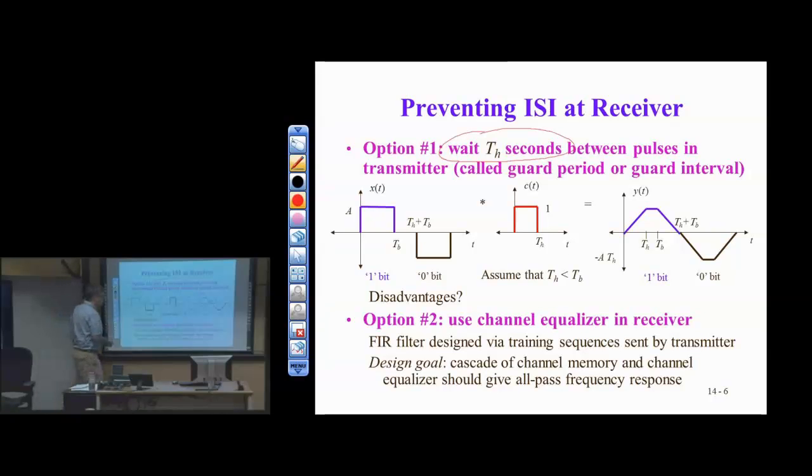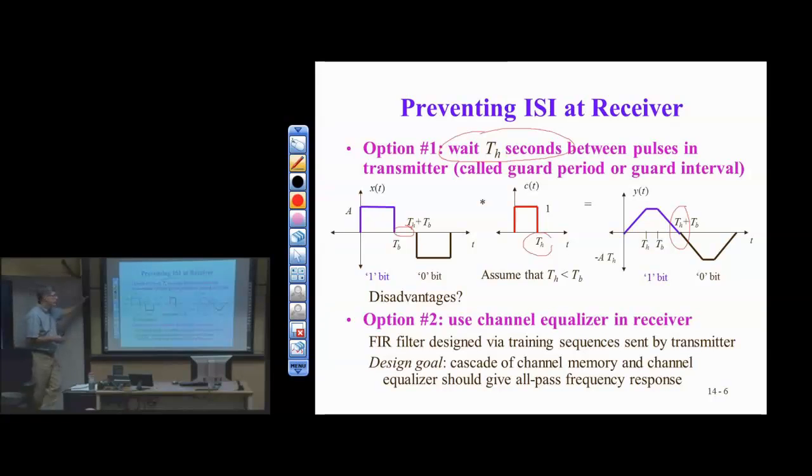Okay, so we have the guard interval, which is good. It's a good solution. We wait between bits, transmit, and now, in theory, I do not have any intersymbol interference, provided I know exactly T sub H at the transmitter. Disadvantage, we already said, we have to know T sub H, and we lose data rate. It reduces the bits per second we can transmit through the channel. Option 2, use the channel equalizer in the receiver. In practice, we do both of these things when we can.